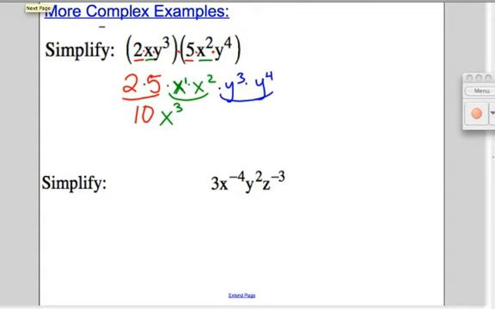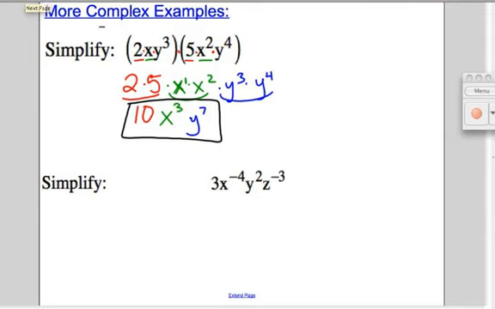And the final one, the y's. How many y's do I have? I have 7 y's being multiplied. So y to the 7th. So my simplified answer is 10x to the third, y to the 7th. There's my solution. I've simplified and written this in a more simple way.